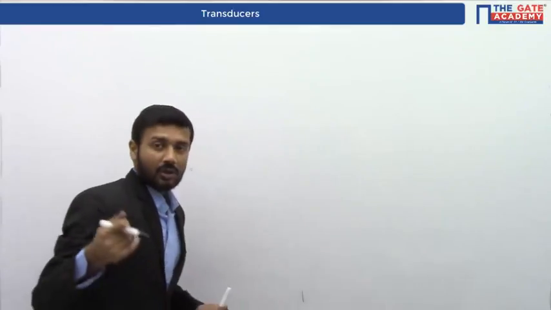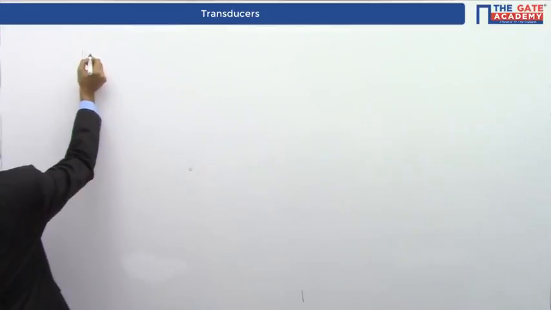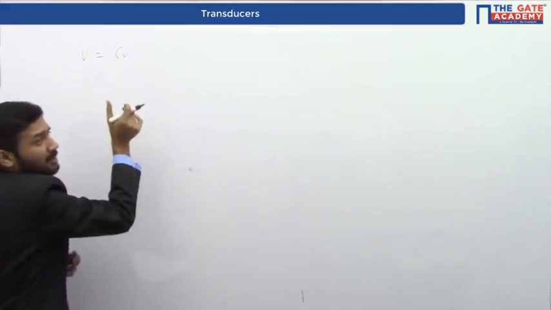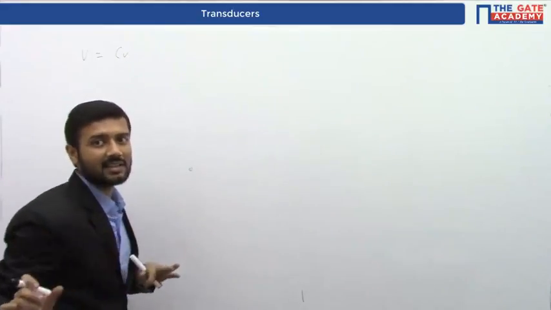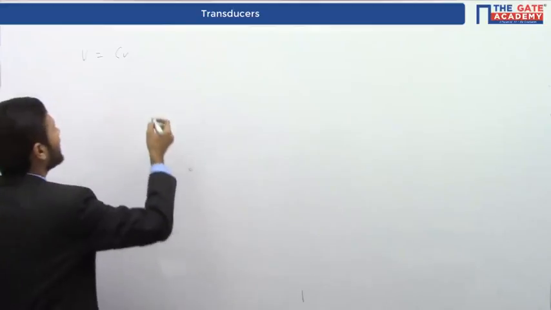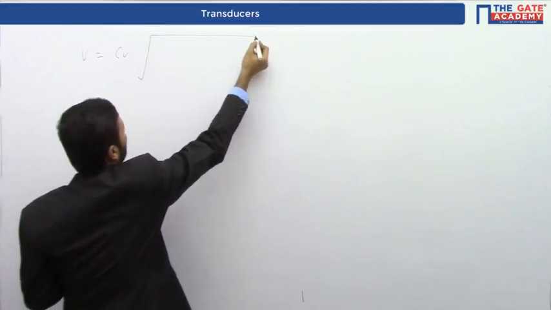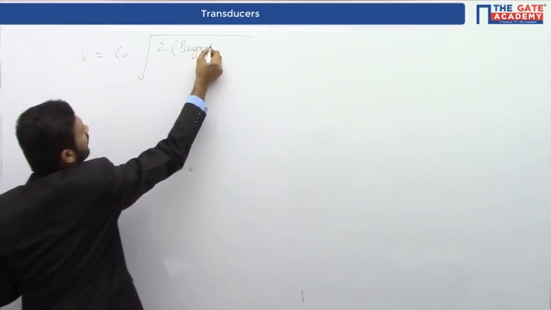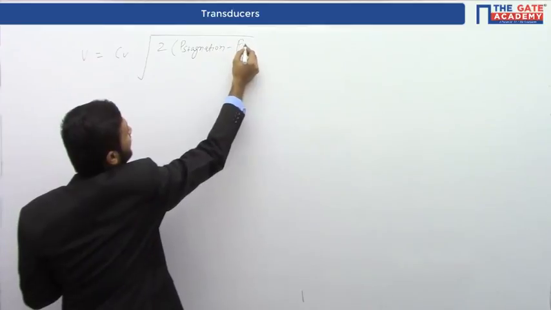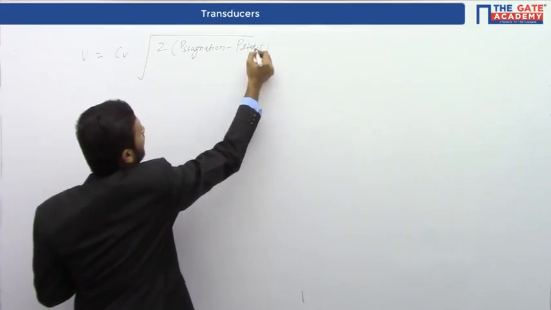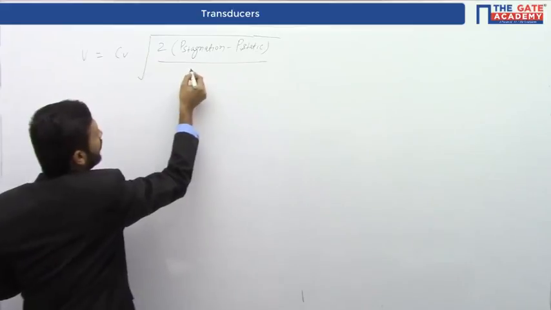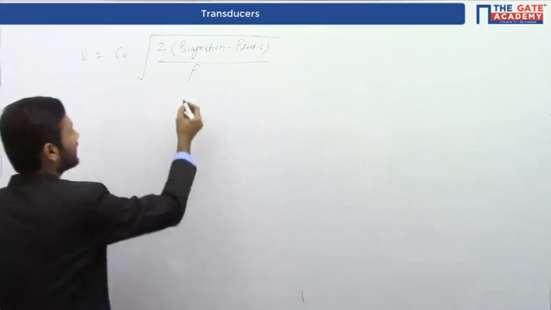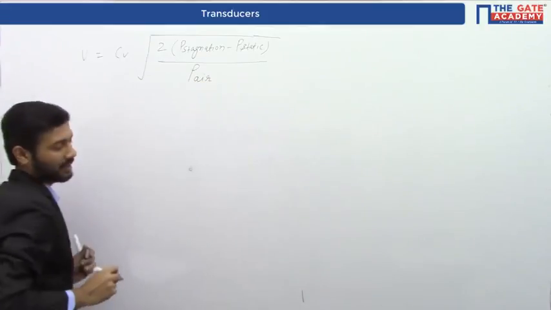So, we know that the velocity V equals Cv, some velocity correction factor, which is given as 0.98 in our case, Cv into root under 2 into (P stagnation minus P static) by rho of the flowing fluid. Here the flowing fluid is given as air. So the rho of air.